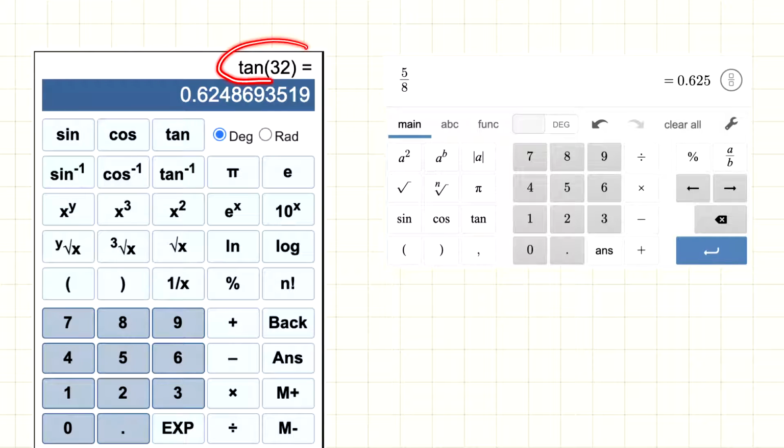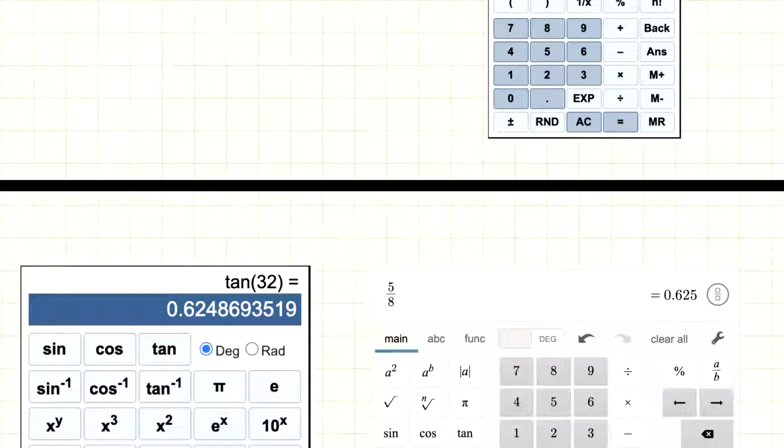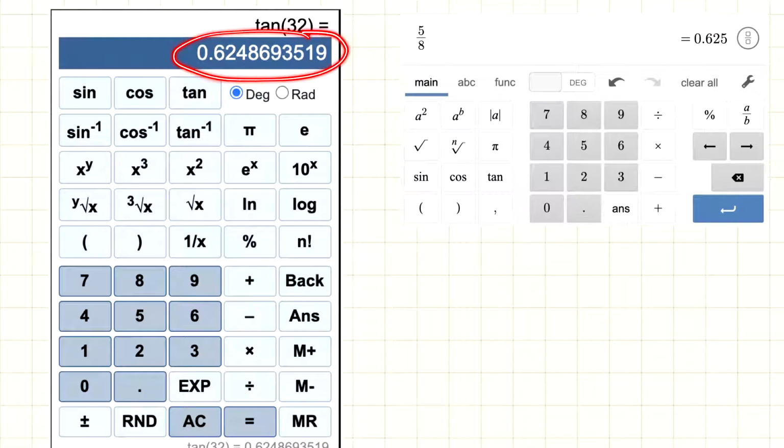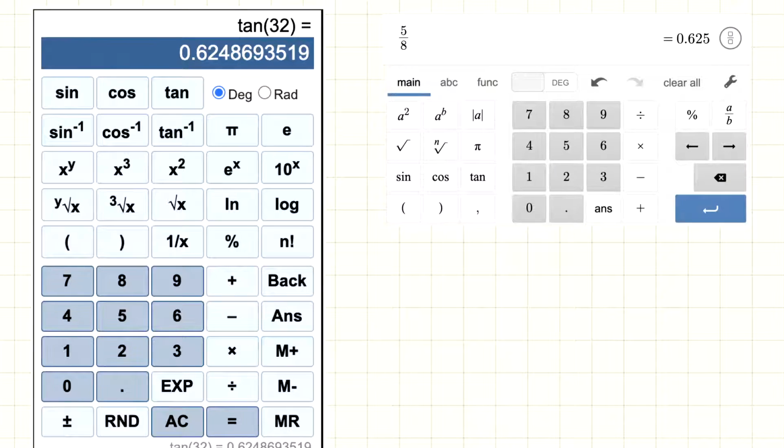So I type in tan of 32. I hit the button tan and then 32, and put in another parenthesis. And when we hit enter or equal, it gives us this decimal: 0.62486935519.